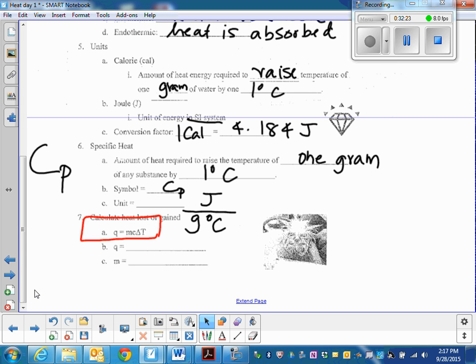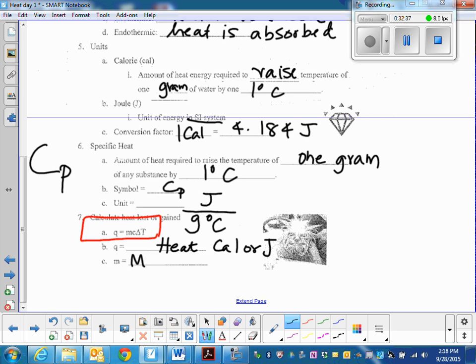What does Q stand for? Q stands for heat. And heat is measured in what units? Calories or joules. What does M stand for? Mass. Mass is measured in what units? Grams. Those are the units. Are we good? All right, let's go to the next page.